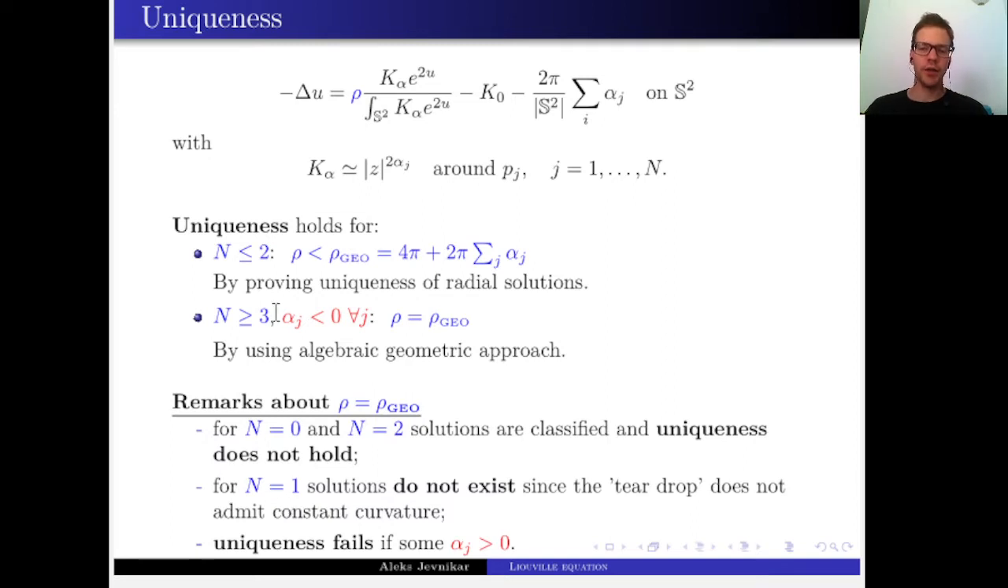So you see, you cannot drop the first condition. How about the second one, taking alpha j all negative? Indeed, it is shown that uniqueness in general fails if some of these alpha are taken to be positive. So somehow the second geometric result is indeed sharp.